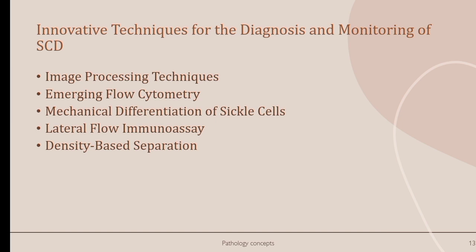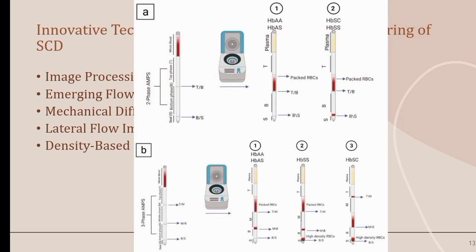Next is density-based separation. It detects sickle RBCs using an aqueous multiphase system based on cell density measurement. The dense sickle cells can be distinguished from the normal cells by a two-phase AMPS system. The test requires 5 microliters of blood sample, which is mixed in a capillary tube with aqueous polymeric solution. After 10 minutes of centrifugation, the dense RBCs precipitate and form a layer at the bottom of the tube, indicating sickle cell disease. This test is affected by high HbF percentage and cannot distinguish between sickle cell trait and sickle cell anemia.